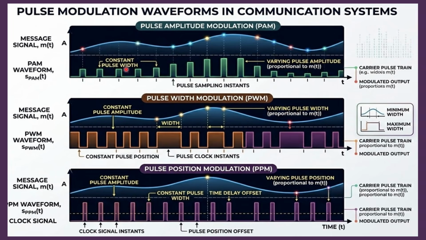So how can we vary the pulses? If we are varying the amplitude of the pulse with respect to the message signal, that is called the pulse amplitude modulation technique, right? So that is PAM. Similarly, if we vary the width, that is on the time axis, of the pulse with respect to the message signal, then that is called pulse width modulation. Similarly, if we vary the position of the pulse according to the message signal, that is called PPM, that is pulse position modulation. So let's take these modulation techniques in detail.